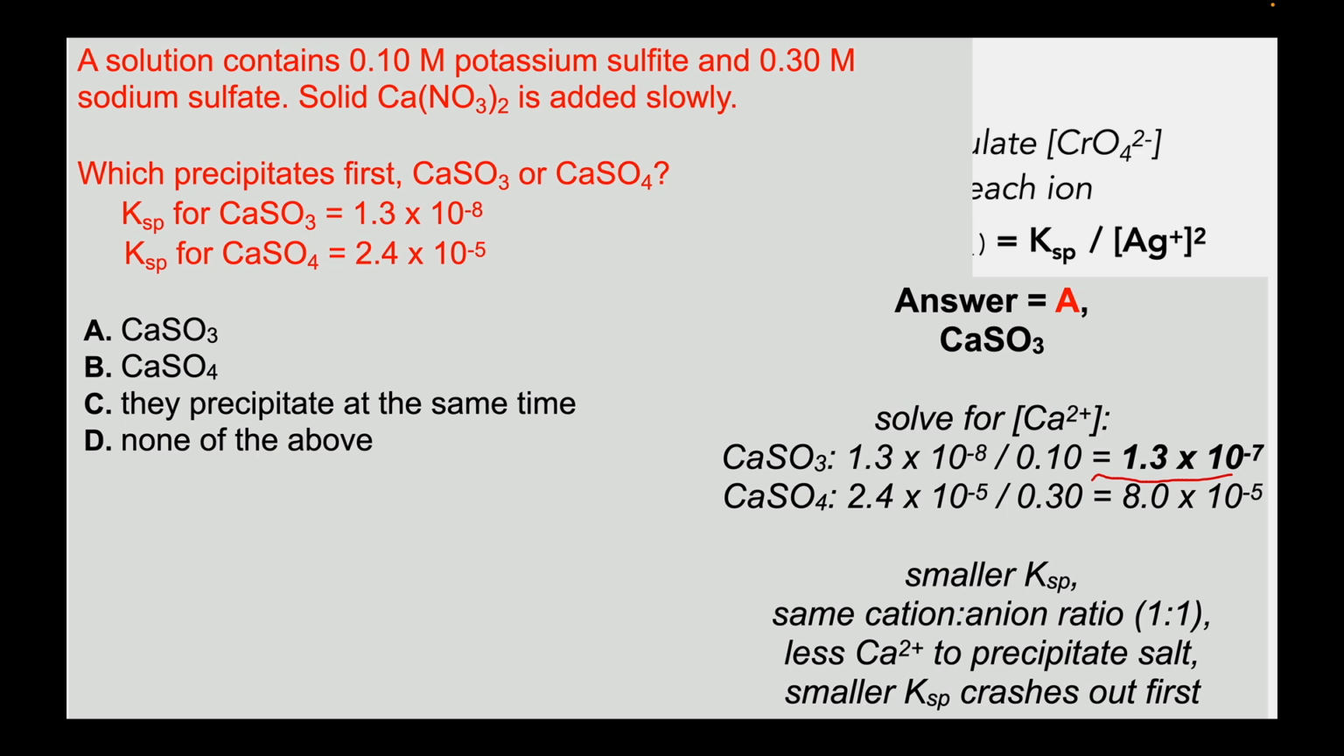And then you do the same thing for the calcium sulfate. The KSP for that divided by 0.30 gives a concentration of calcium of 8.0 times 10 to the minus 5. And you can see 1.3 times 10 to the minus 7th is a smaller number than 8.0 times 10 to the minus 5. It's going to be pretty chill for the calcium sulfite to be made. And this just proves your point as to what exactly to expect.